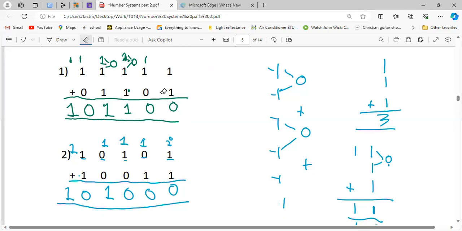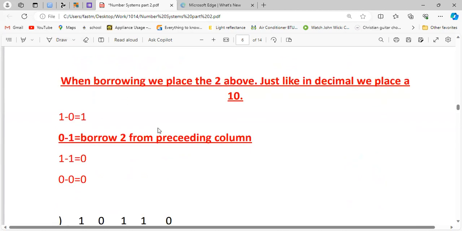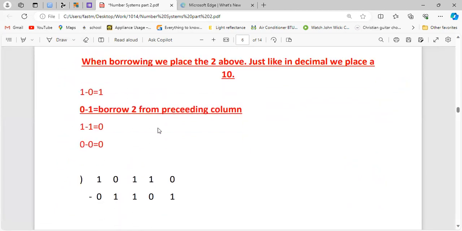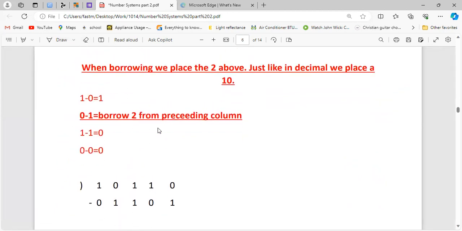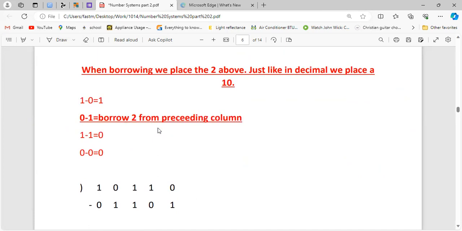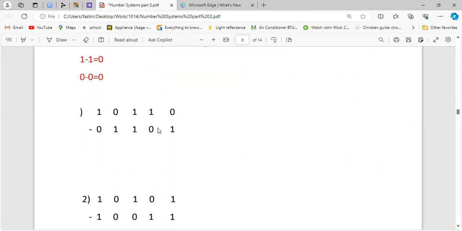Nice, that's binary addition. All right, so subtraction now. Similar, but the thing you have to remember when you're borrowing, because you're in a binary system, you can only borrow 2. You can't really borrow anything else. So let me show you what I mean by when you're borrowing, you borrow 2.